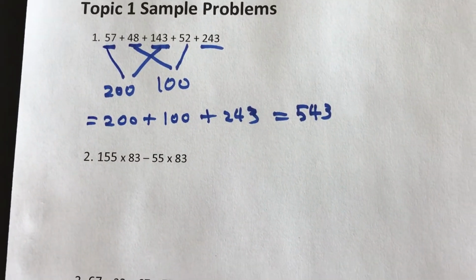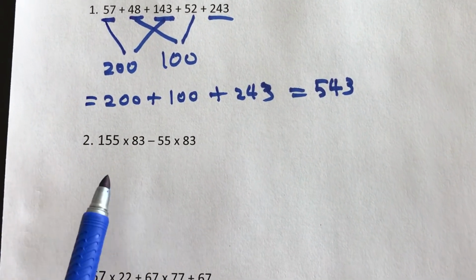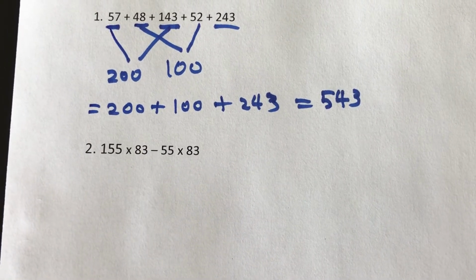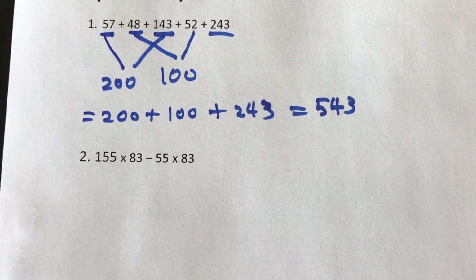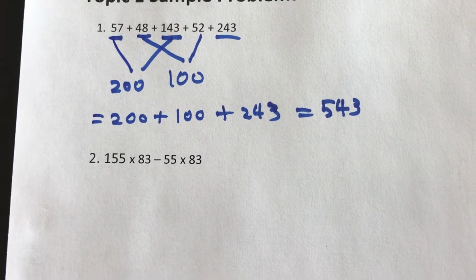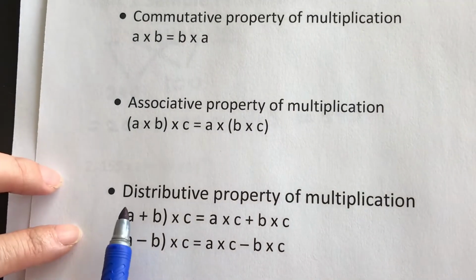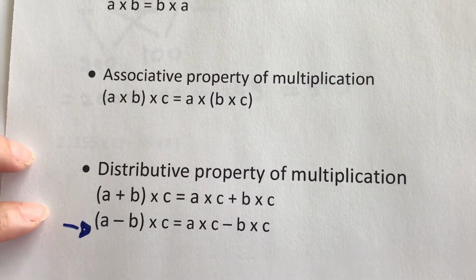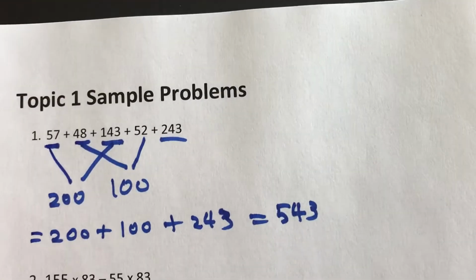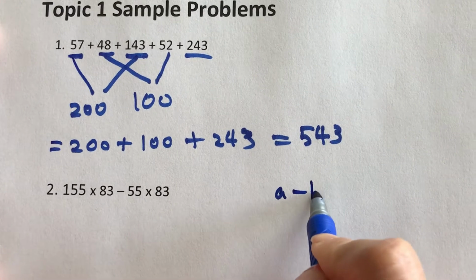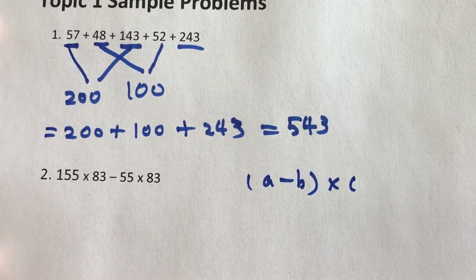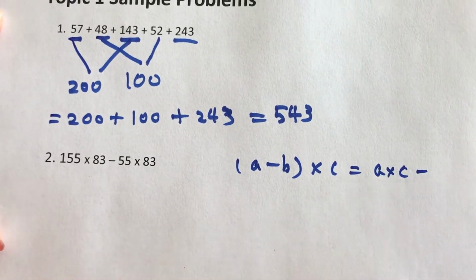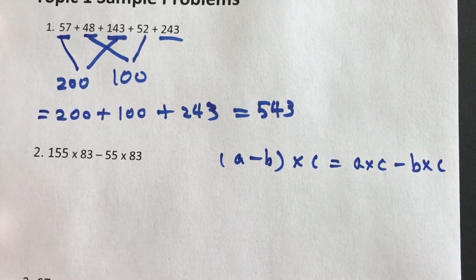Okay, now let's look at the second problem. The second problem is 2 multiplications, and there's a minus sign in between the 2 terms. This is related to the distributive property of multiplication, according to the second line. So if we carry out the second line, we'll put this one right here. A minus B bracket multiply C is A multiply C minus B multiply C.